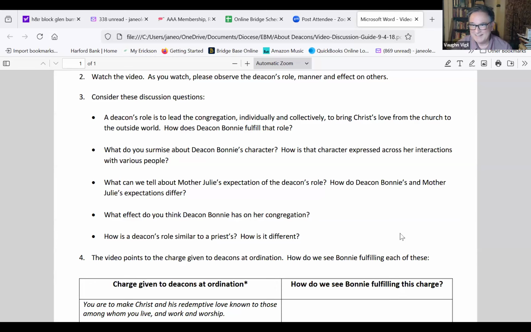Yeah. Because most people that saw her out and about really couldn't make a distinction between priest and deacon unless it was spoken about. Yeah. I think Bonnie put on her collar because she was going to hospital visits. Yeah, and you often get free parking when you do.